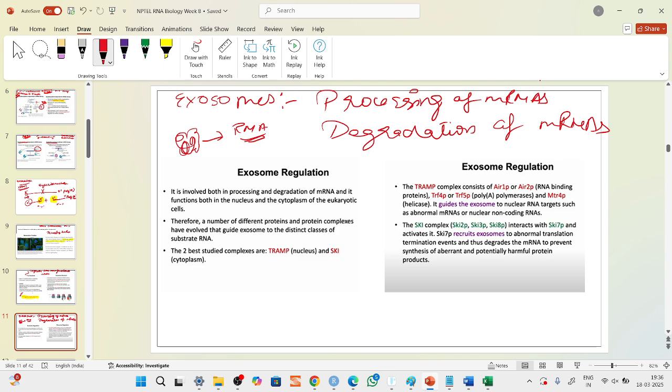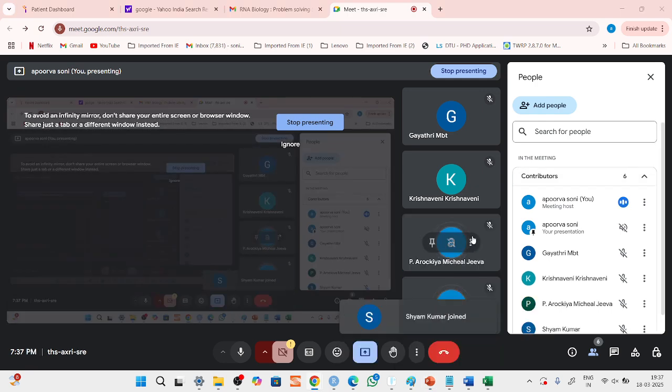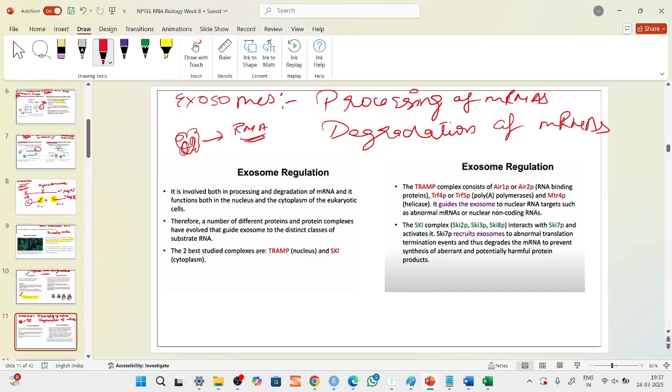And the SKI complex, what happens? The SKI complex also has different subunit structures, and especially SKI7P, because what SKI7P does is that it recruits the exosome to abnormal translational events and thus degrades the mRNA to prevent the synthesis of aberrant and potentially harmful protein products. So that means that this SKI complex, SKI7P, recruits the exosomes to abnormal translational events. So these are the two different exosome categories that are there.